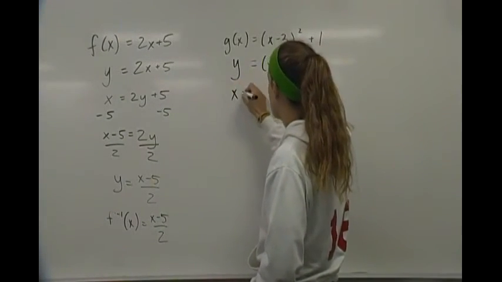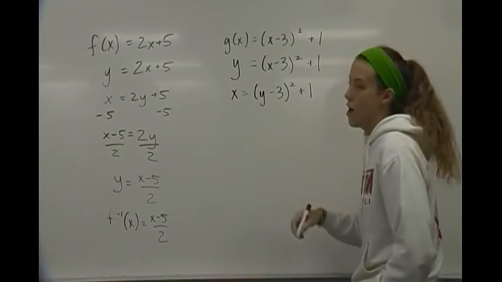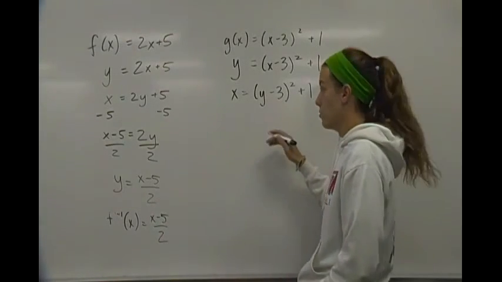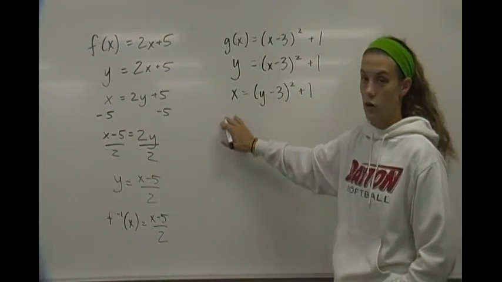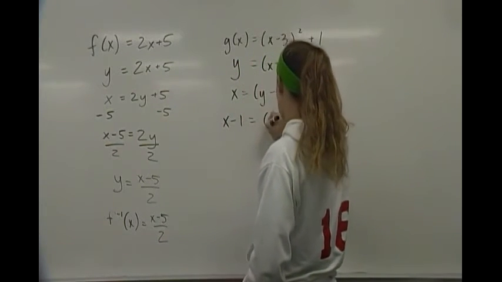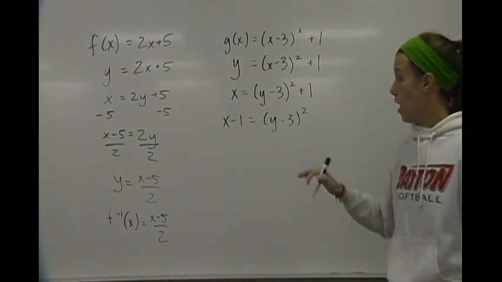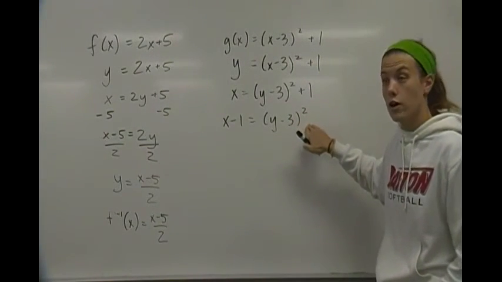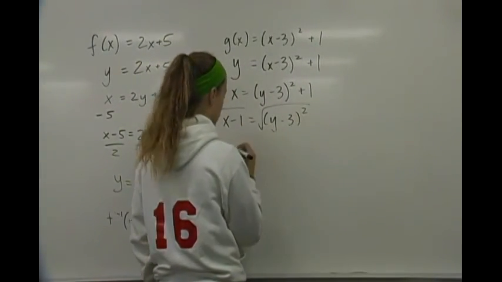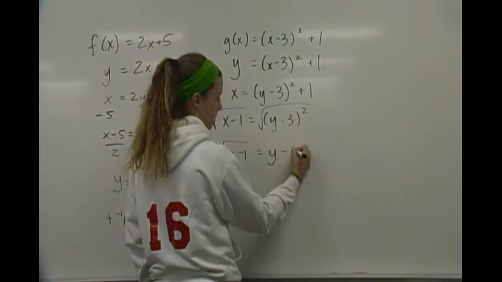So we've got x is equal to y minus 3 squared plus 1. And last but not least, we need to make sure that we're solving for y now. So I'm going to take this 1, get it away from that y by subtracting it. So x minus 1 equals y minus 3 quantity squared. Then to undo the squared term, we're going to take the square root of both sides. Then the square root of x minus 1 is equal to y minus 3.